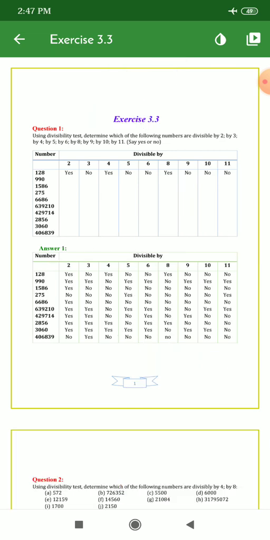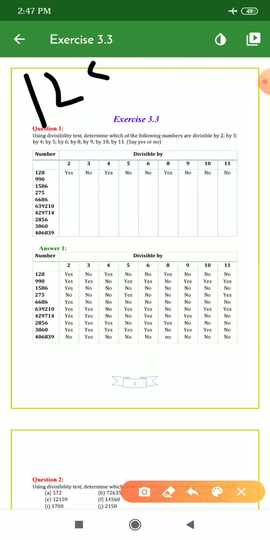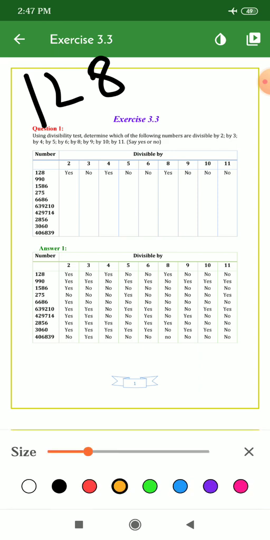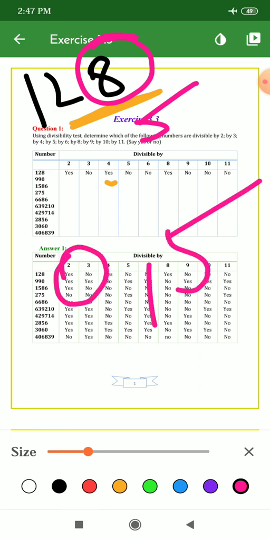Now for finding the divisibility rule for 4. What is the rule for 4? The last 2 digits should be divisible by 4. So 4 7s are 28. So they have written yes here. In the same way, now we proceed to 5. What is the rule for 5? The rule for 5 is that the last digit should be either 0 or 5. So it is neither 5 nor 0, it is 8. So it is not divisible by 5. So they have written no.